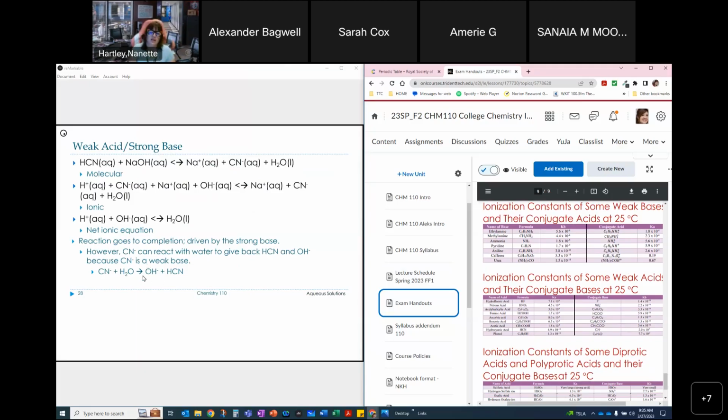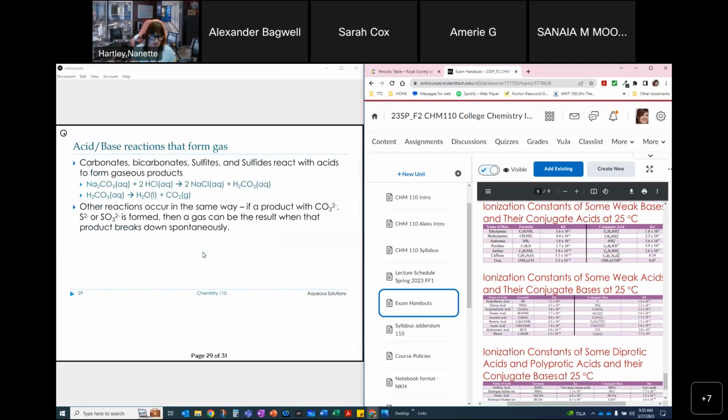And so when we have a weak acid and a strong base, instead of being neutralized, okay, we end up with a slightly basic solution. So basic, more OH minus than H plus. And we haven't talked about that part yet, but we will at the end of the term. Okay, so that's something that we have to deal with there.